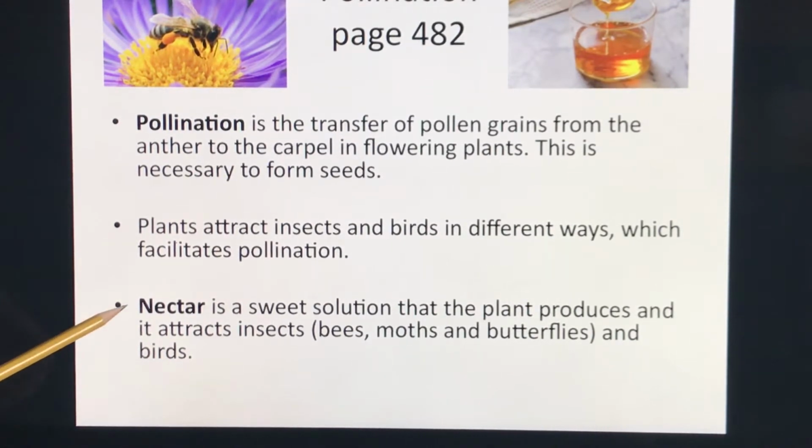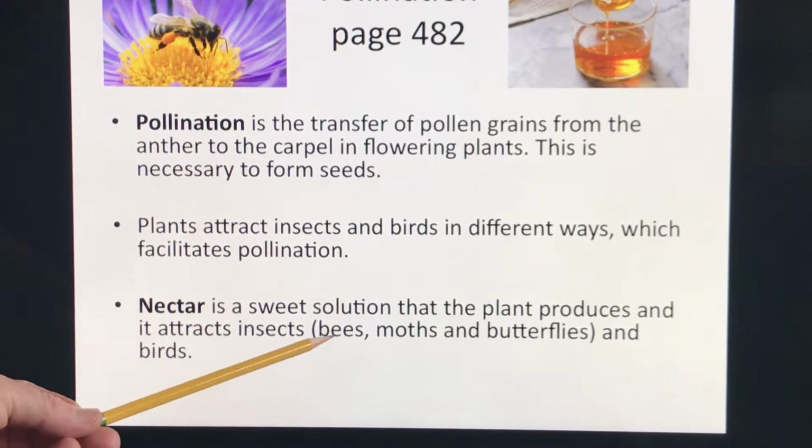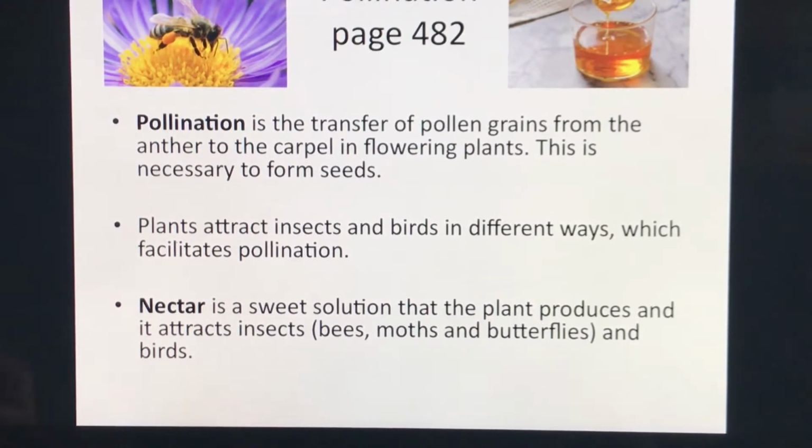And one of the things that attracts insects and birds is nectar. Nectar is a sweet solution that the plant produces, and it attracts insects like bees, moths, and butterflies, and birds to the plants out of the flowers. And then when these insects or birds travel from flower to flower, they bring pollen from one flower to another, allowing it to pollinate them.